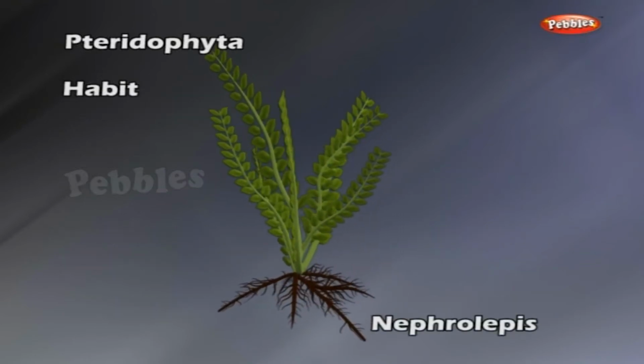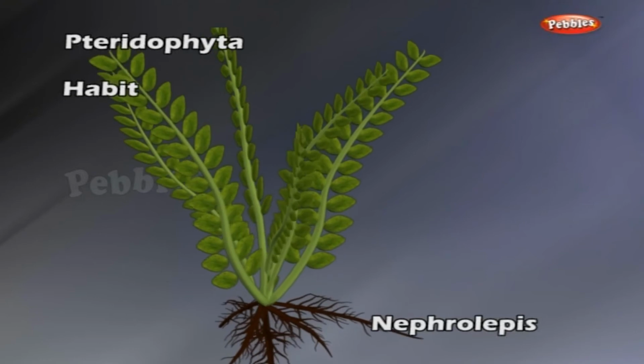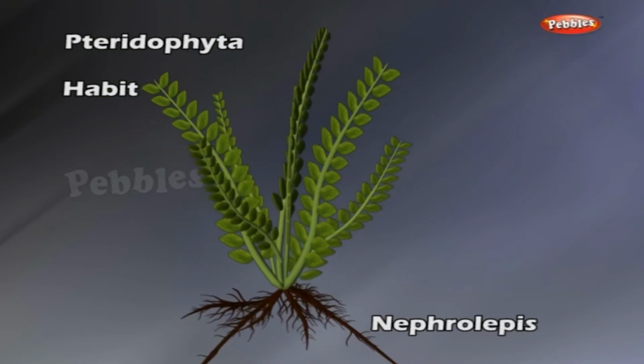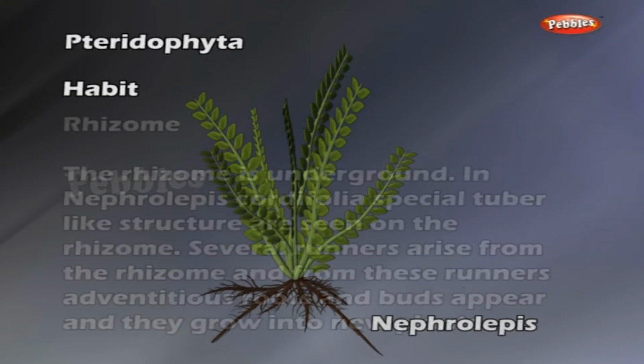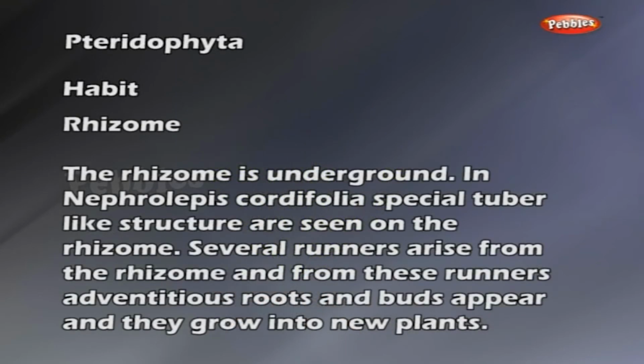Habit. Nephrolepis. The plant represents the sporophyte generation. It is distinguished into root, rhizome, and leaves. Leaves, or the fronds, are the only aerial portions of the plant. The other organs are subterranean.